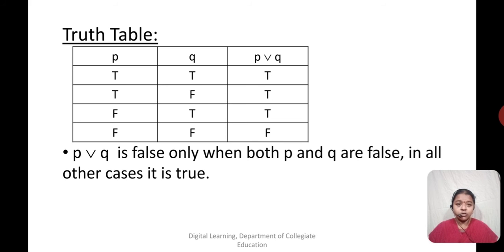Now since this is or, whenever we say or, it is either one of them. So when writing the truth table, we just have to remember that if either one of the combination has T, or both the combinations are T, then the final value is going to be capital T. When both of them are F, our final answer is going to be F. So that is what it says: P or Q is false only when both P and Q are false. In all other cases, it is true.